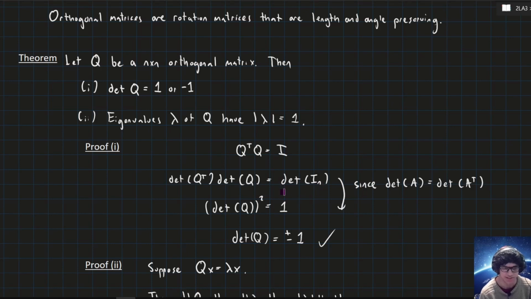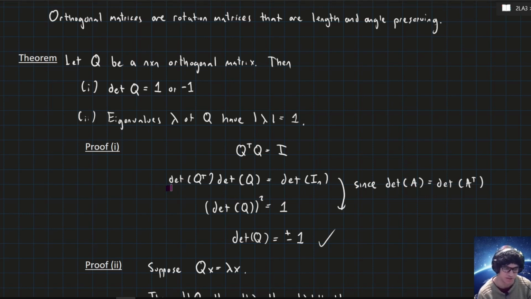So on the right-hand side, I get the determinant of the identity, which is just equal to 1. On the left-hand side, by the multiplicative property of the determinant, I get that it's equal to the determinant of Q transpose times the determinant of Q. Then I remember a property of determinants that says that the determinant of the transpose of a matrix is equal to the determinant of the original matrix.